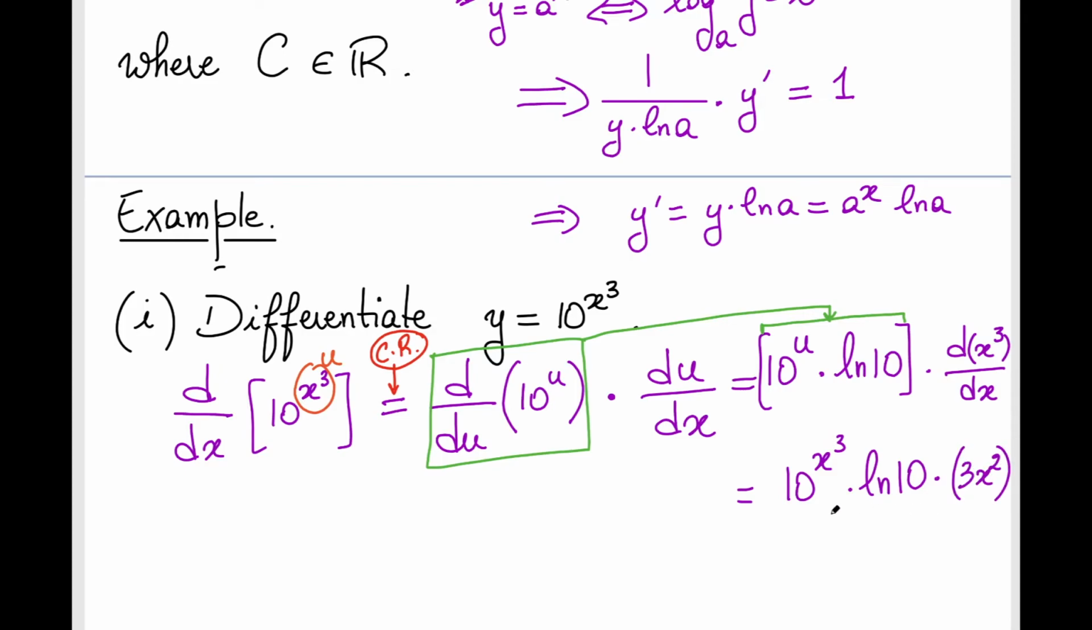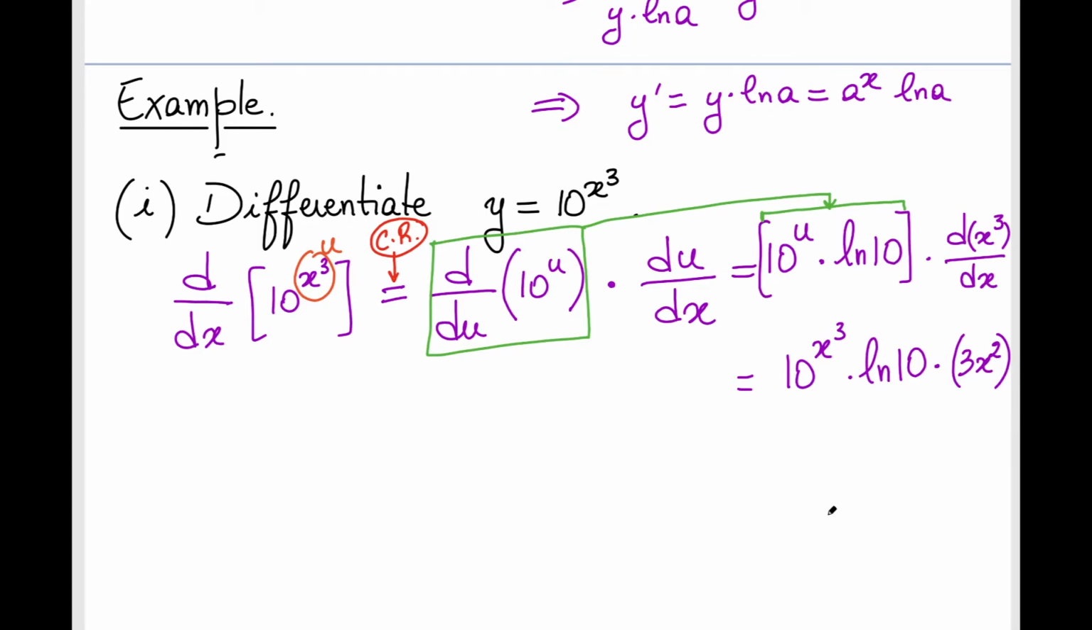Okay. And if you want to follow the folklore, people typically write it with the ln of 10 at the end. So 3x squared 10 to the power x cubed ln of 10. I'll just shuffle them around because multiplication is commutative. Nothing crazy here. Alright, so the derivative of this function happens to be this guy.